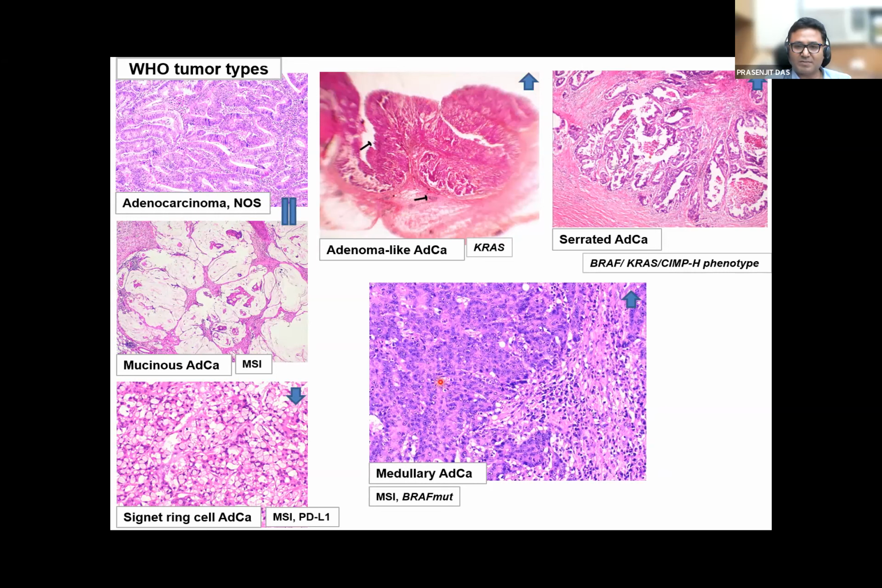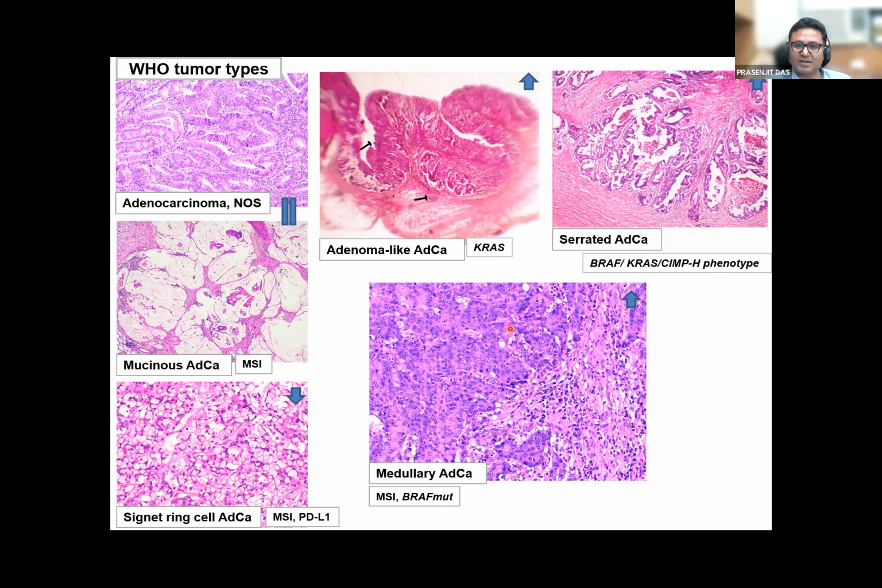And the next variant is the solid variant, which is also called medullary carcinoma. It is not that infiltrating. It has a pushing border, and it is usually surrounded by a lot of immune cells, mainly lymphocytes and plasma cells. It has a relatively better prognosis. And here also we commonly see microsatellite instability, and these tumors show BRAF gene mutations.